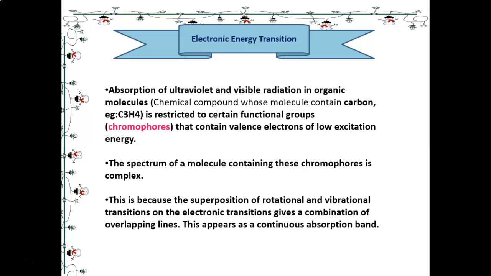Absorption of ultraviolet and visible radiation in organic molecules, for example C3H4, is restricted to certain functional groups, because they contain valence electrons of low excitation energy. The spectrum of a molecule containing this chromophore is complex. This is because the superposition of rotational and vibrational transitions on the electronic transition gives a combination of overlapping lines. This appears as a continuous absorption band.